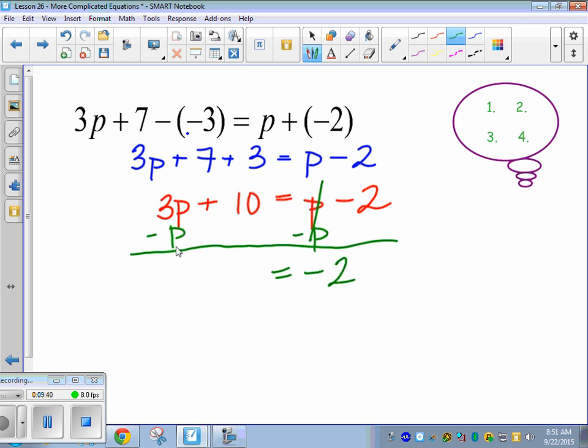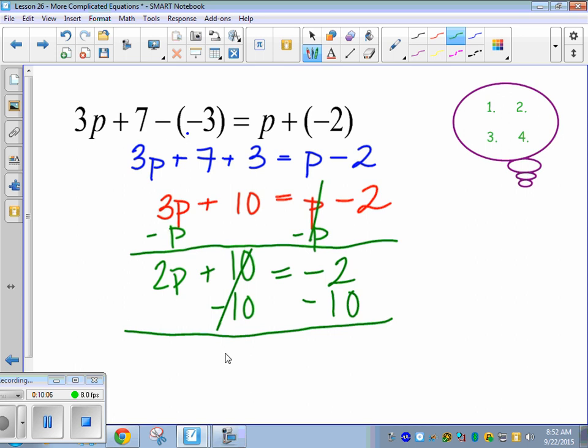Now 3p minus p, we just went over this. Is this going to give me 3 or 2p? 2p, perfect. 2p, and then the 10 is just going to carry down. Now, what is my next step? Nick in the back. Yeah, take away 10 from both sides because I want these variables to be by themselves. So I'm going to take away 10 from both sides. These 10s go away. I'm left with 2p on the left. Negative 2 minus 10 gives me negative 12.